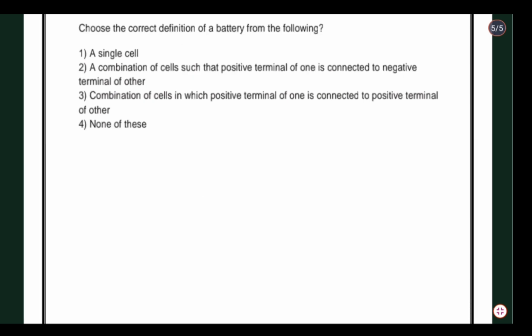So the last question of this practice sheet is, choose the correct definition of the battery from the following. A single cell? No. A combination of cells in which the positive terminal of one is connected to the negative terminal of the other. No, this is not it. So the right answer is your second option. So a combination of cells such that the positive terminal of one is connected to the negative terminal of the other.